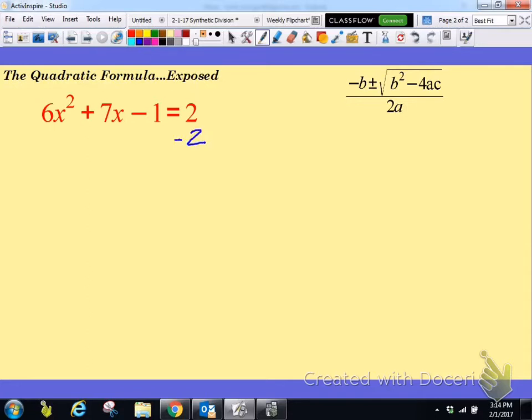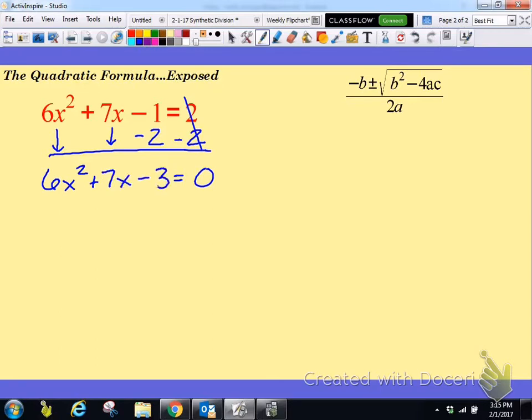So, I'm going to subtract 2 from both sides, which is going to leave me a 0 on the right side. And my left side, the 6x squared is going to come down. The 7x is going to come down. And negative 1 minus 2 is going to leave me minus 3. So now I'm ready to use my quadratic formula.